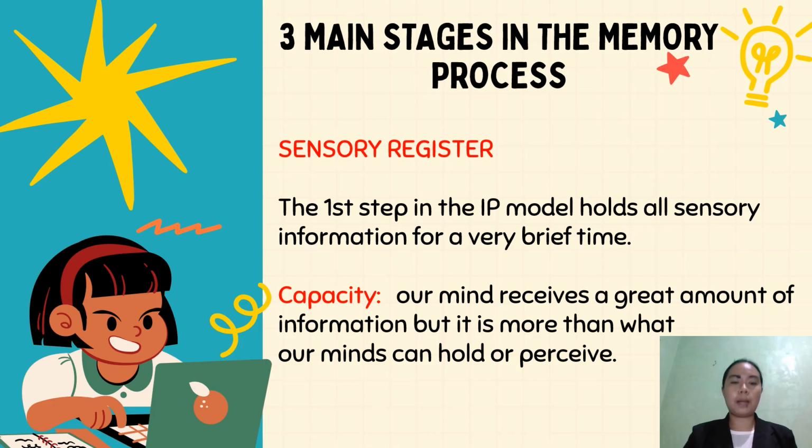So we have the capacity. Our mind receives a great amount of information, more than what our minds can hold or preserve. Our sensory register can receive a large amount of information at once, but our brain can only process a small portion of it. Most sensory data fades away almost instantly if we don't pay attention.